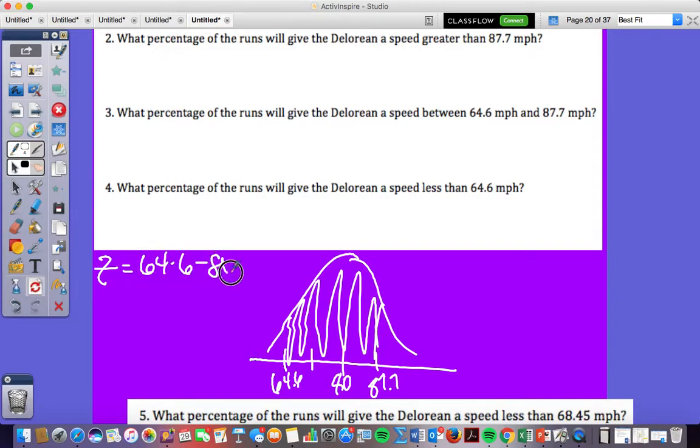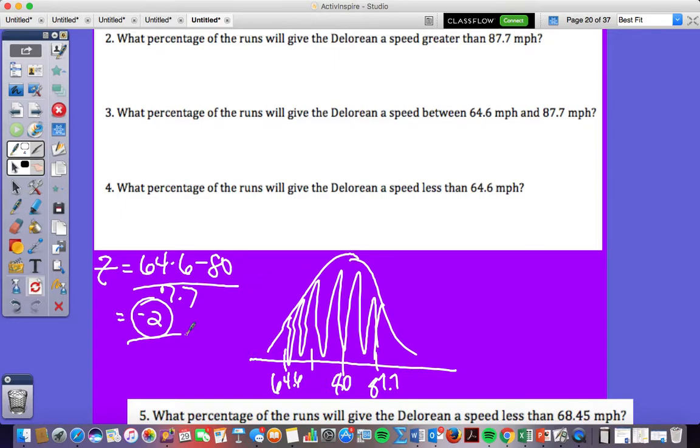64.6, subtracted by 80, divided by 7.7. What do you think we're going to get? Negative 2, right? Because it's 2 to the left of my mean. Okay, on this side, so this is what we call standardized, right? 2 standard deviations to the left of my mean.